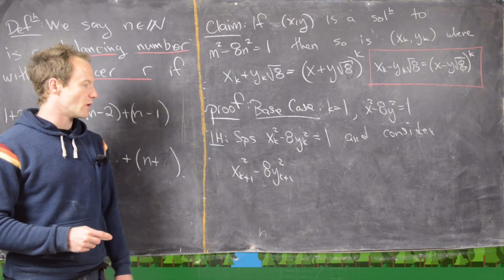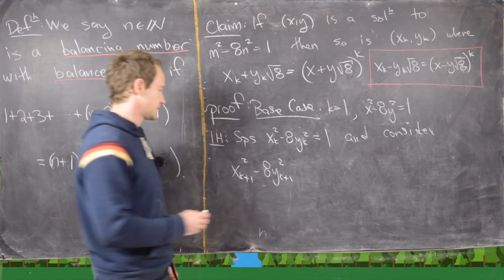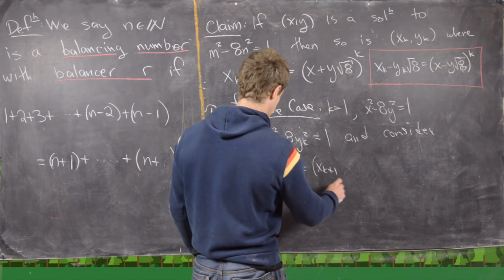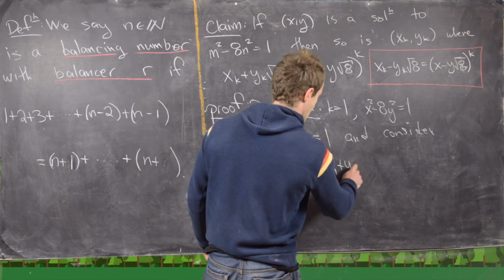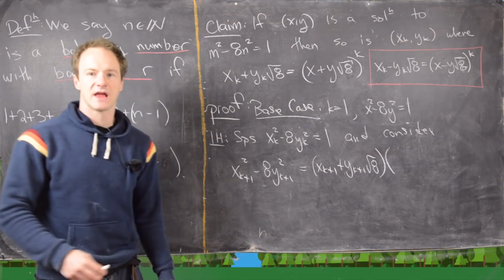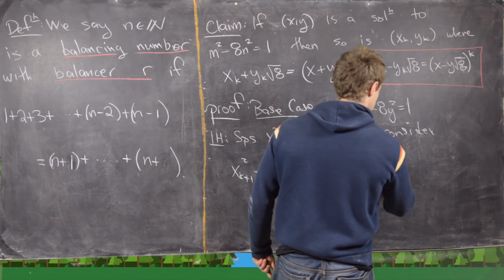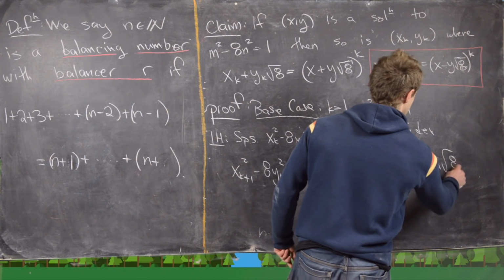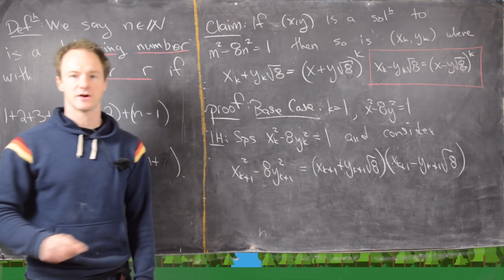Okay, so now what we'll do is we'll factor this. So notice we can factor this in the following way. (x_{k+1} + y_{k+1}√8) times (x_{k+1} − y_{k+1}√8). Okay, good.